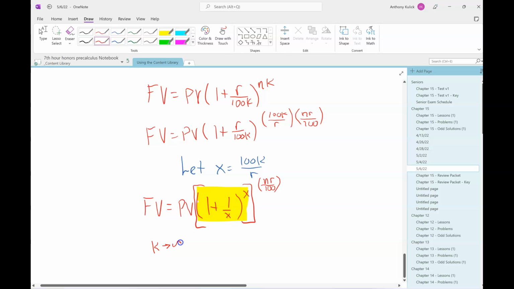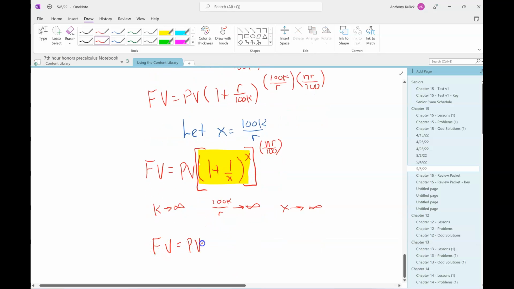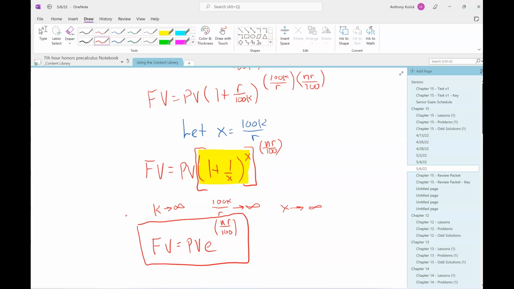So we know that k is going to infinity, right? That's the situation we're in. So 100K over R definitely goes to infinity then. And since that's X, we know X is going to infinity then. Everybody agree? So I can then take that yellow piece and replace it with E. And now that I've removed K as a parameter, I don't have any place to substitute the infinity into. So this is my new formula for continuously compounding interest.